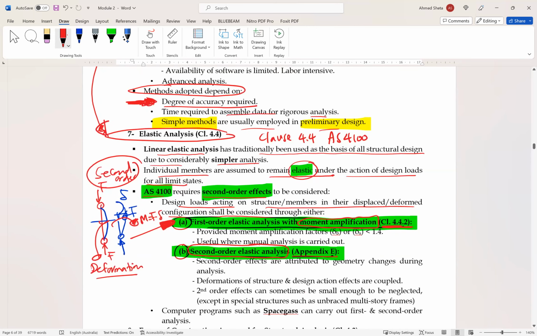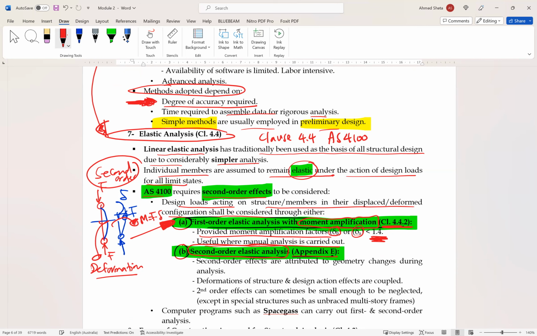So in the first method, first order elastic analysis with moment amplification, you provide moment amplification factors δB and δS, which will be less than 1.4, useful where manual analysis is carried out. So the first one is important because it is for manual calculation.